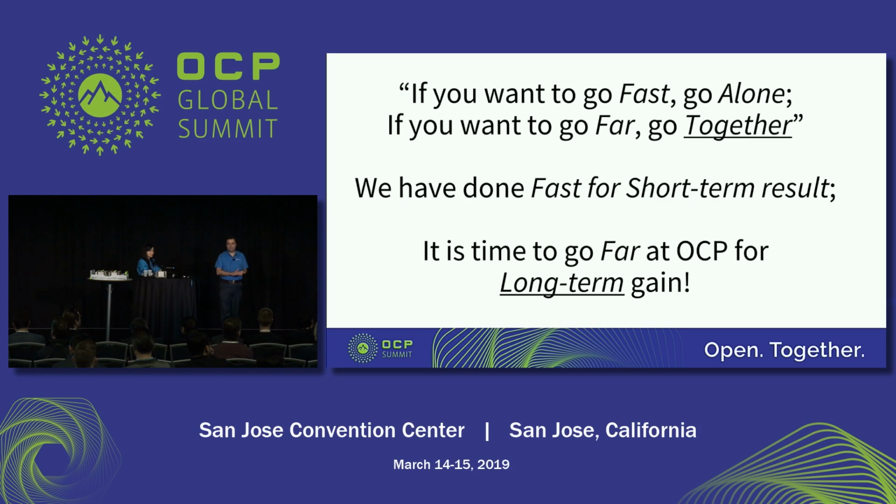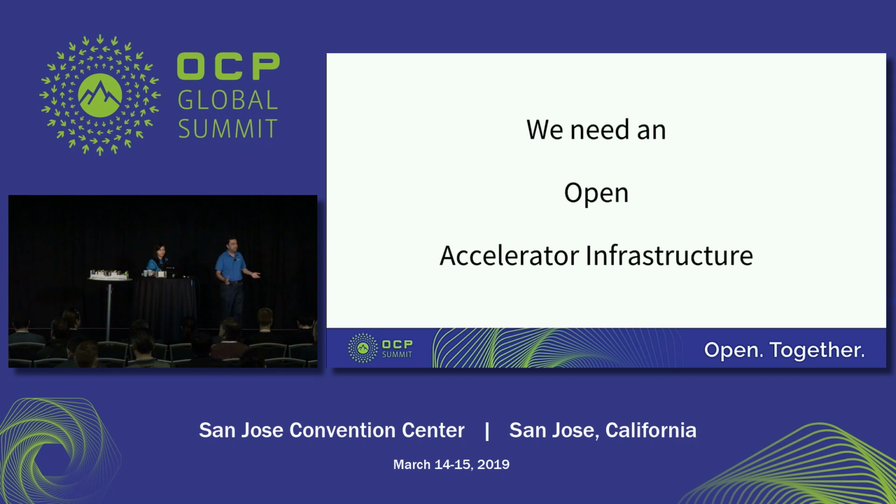Okay, so as we just heard from Zhao, there are different ways of building a good system, and we have learned how to go fast by doing individual work. And now we realize that in the second generation and third generation, we can do better together. Open together is the theme of the OCP Summit this year, and that's what we're here to demonstrate, that we can actually make a better system. So we basically need an open infrastructure model to help us work together.